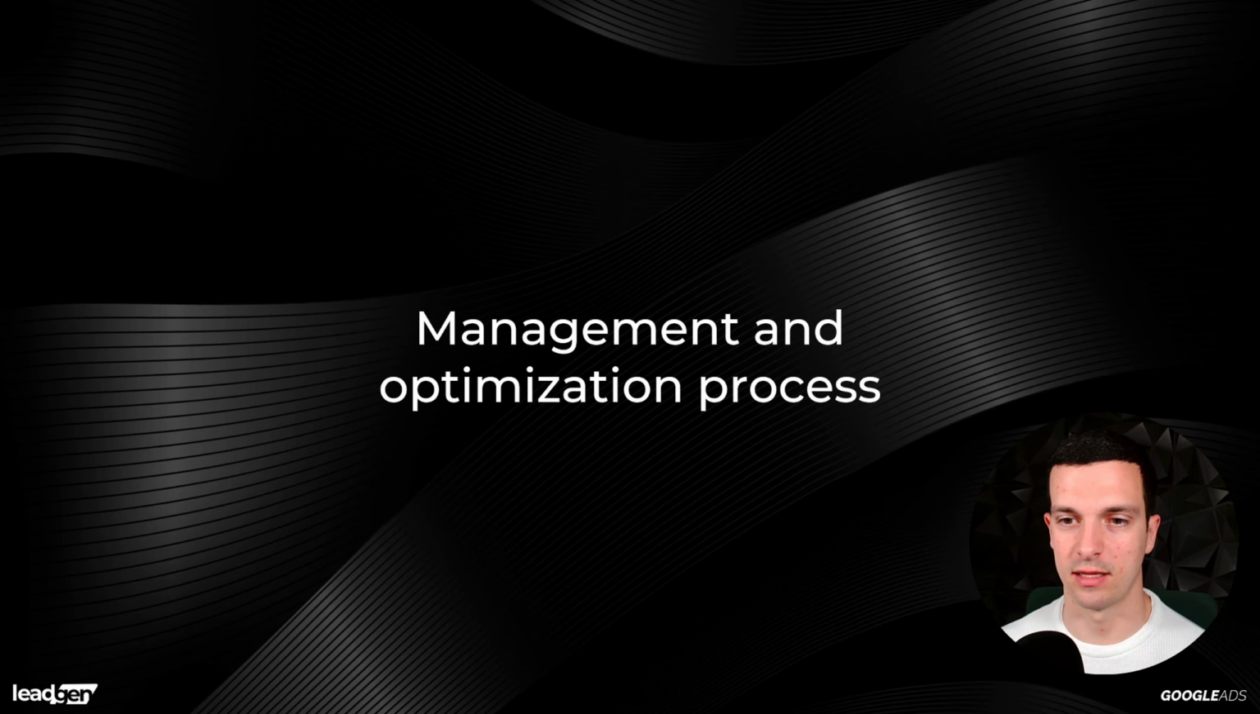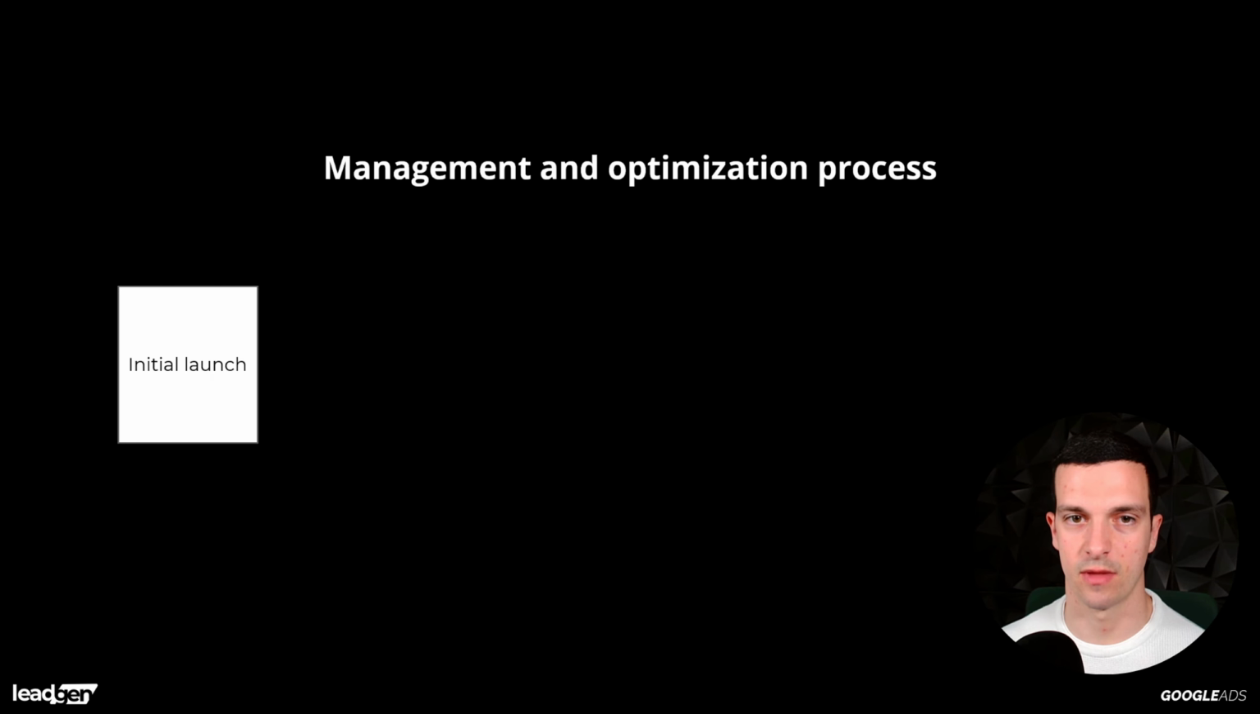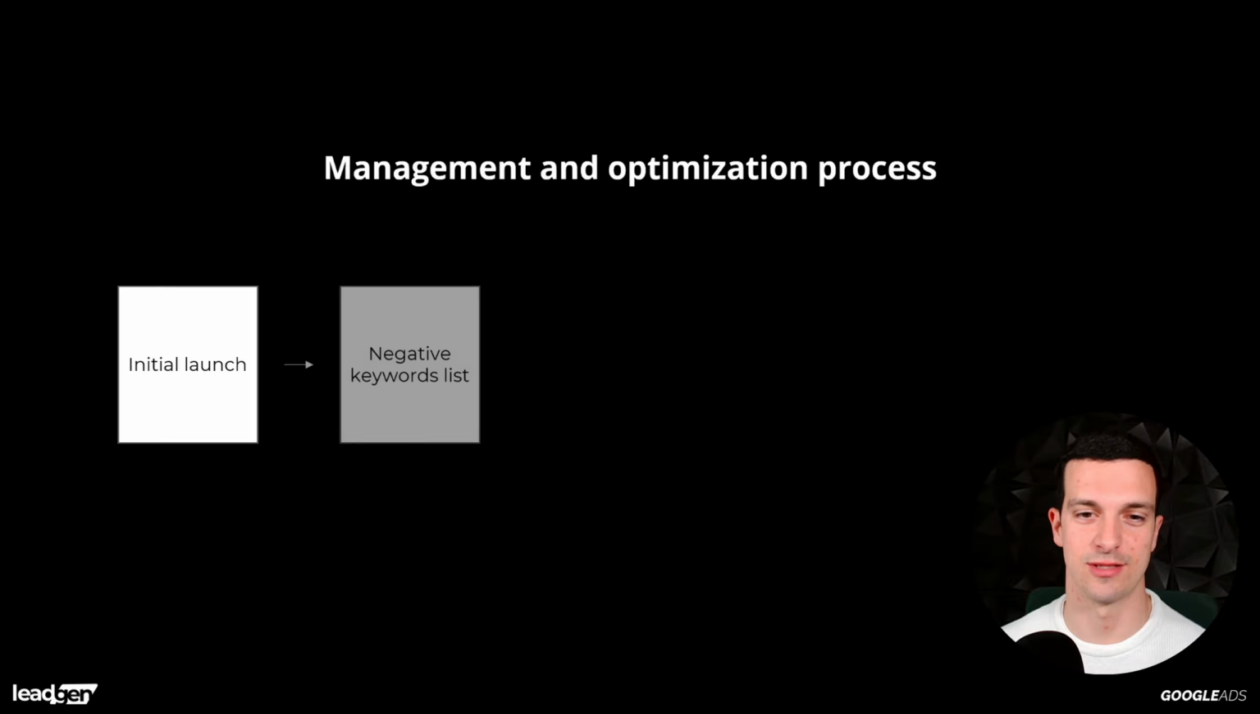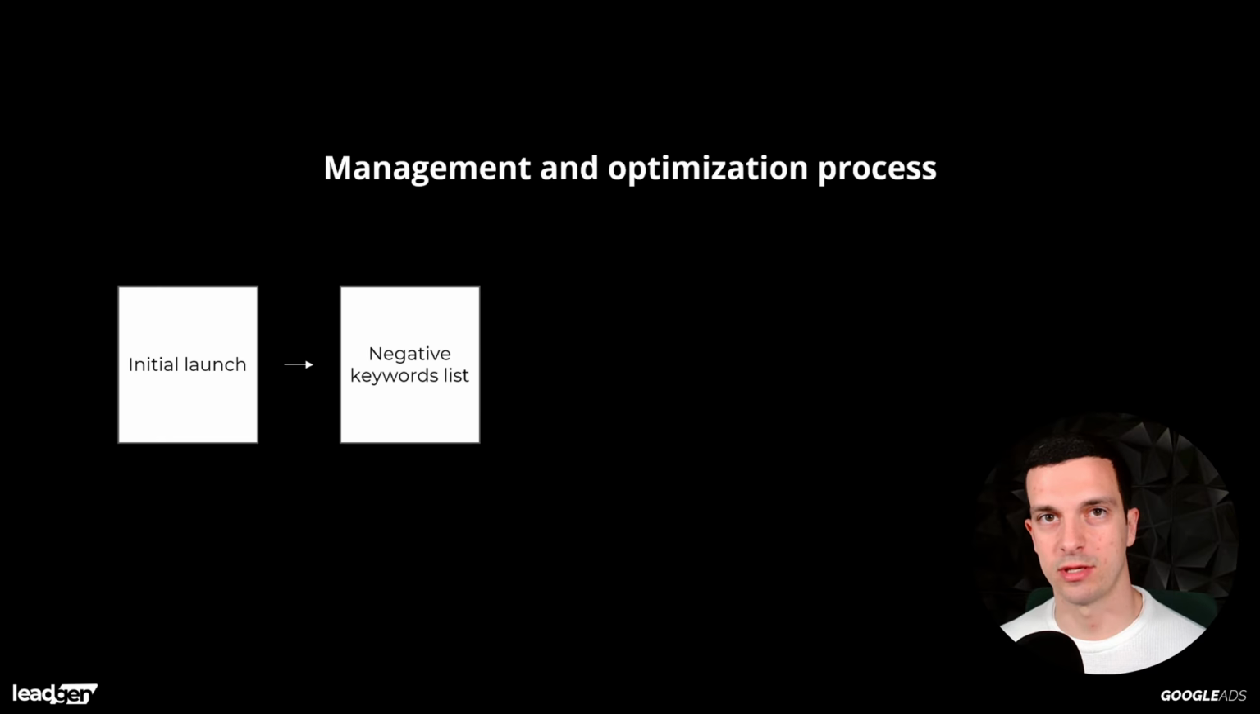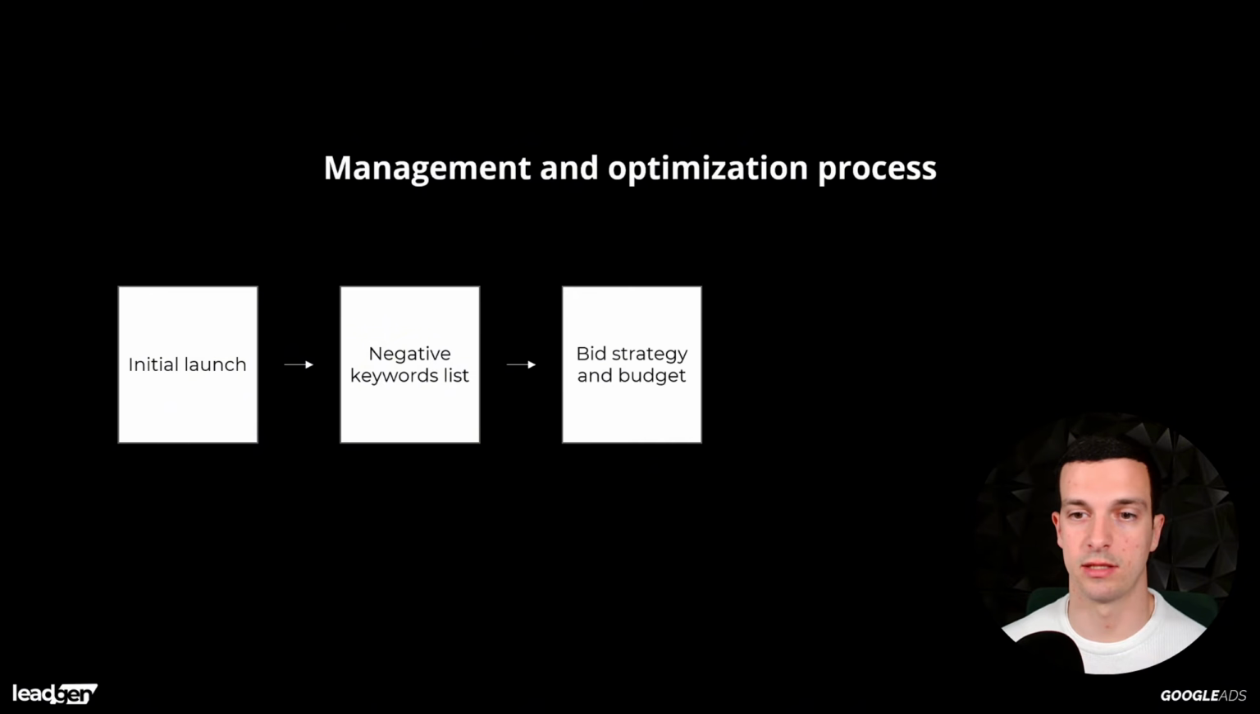So, management and optimization process. First of all, you have the initial launch, right? You launch the campaigns and you're waiting to get some results. When you start getting some results, the big part of the optimization process will be negative keywords. So I will show you how to examine the campaigns, see what people really searched for, what got your ads triggered, and how to expand your negative keyword list, because that's the most impactful way to optimize your search campaigns, and I'm gonna go over that in a second.